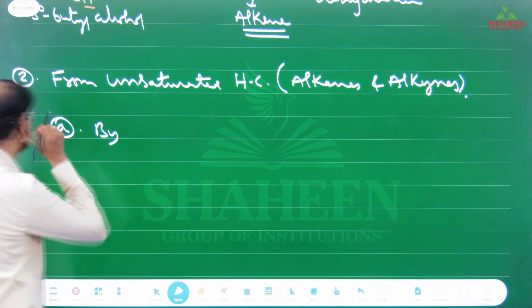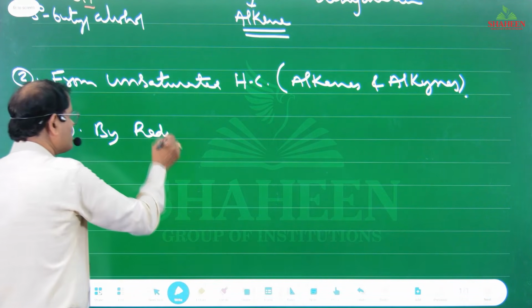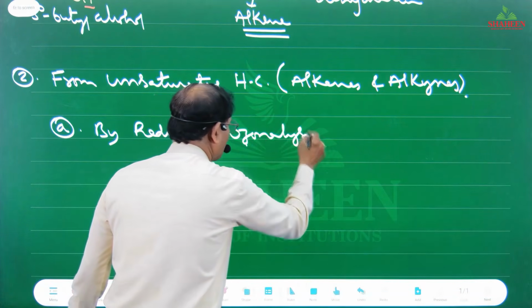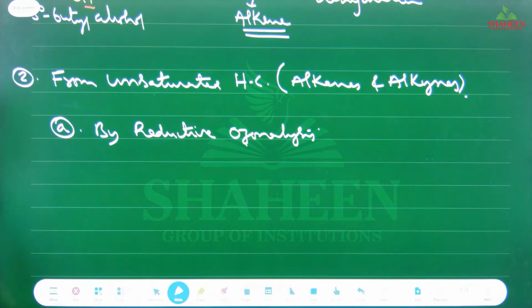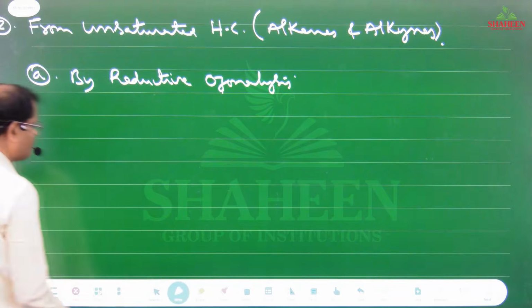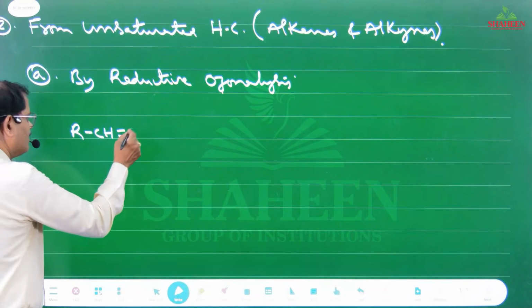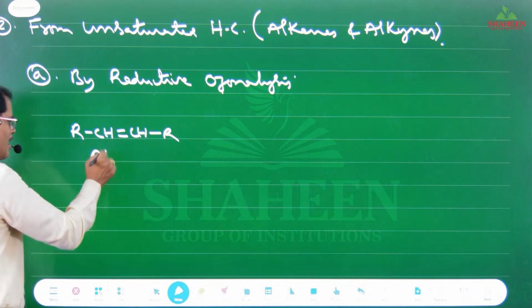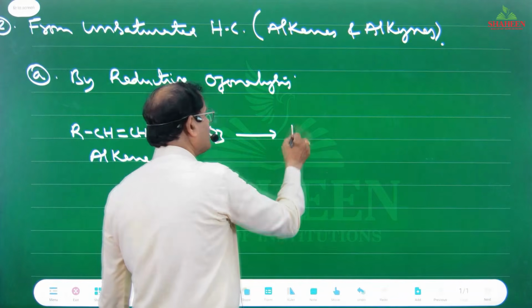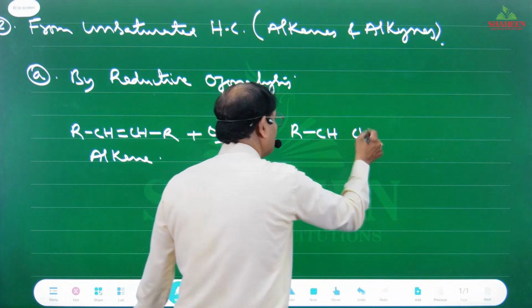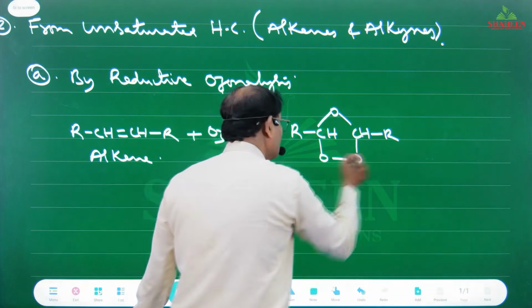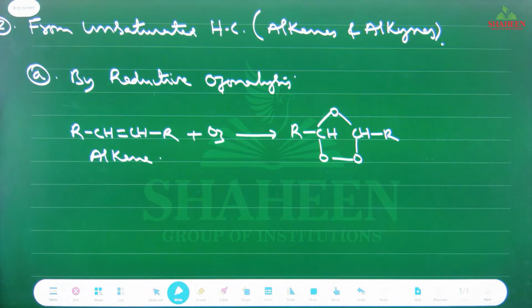by ozonolysis, by reductive ozonolysis. In reductive ozonolysis, carbonyl compounds are the products. So take an alkene or alkyne. Here I am taking an alkene, general formula, and placing ozone. First it gives the molozonide. It's a cyclic compound, a 5-membered cyclic compound. It is called molozonide.